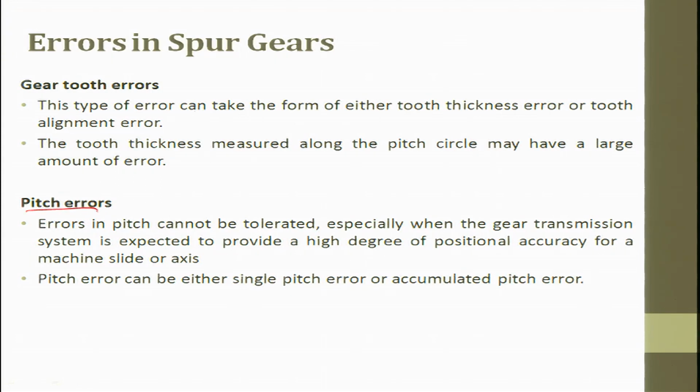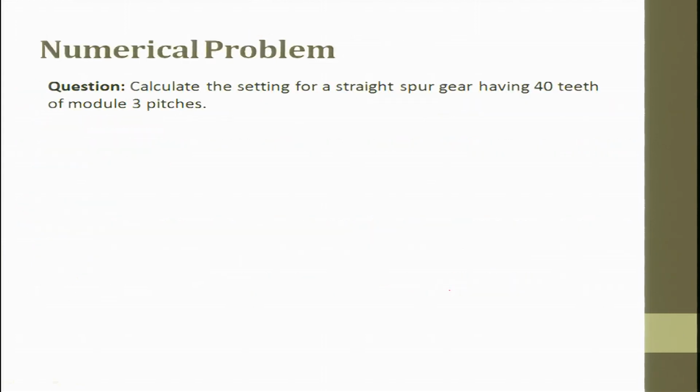Then pitch error. Error in the pitch cannot be tolerated. What is pitch? The distance from one tooth to the next tooth is the pitch. The error in the pitch cannot be tolerated, especially when the gear transmission system is expected to provide a very high degree of positional accuracy for machine slides or axes. The pitch error can either be single pitch error or cumulative pitch error, that means several of the teeth.